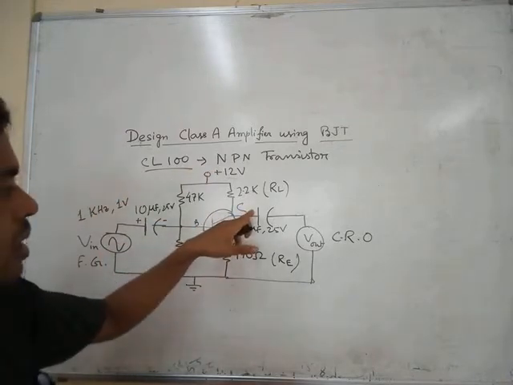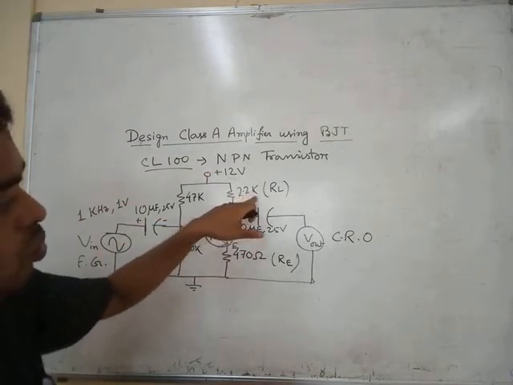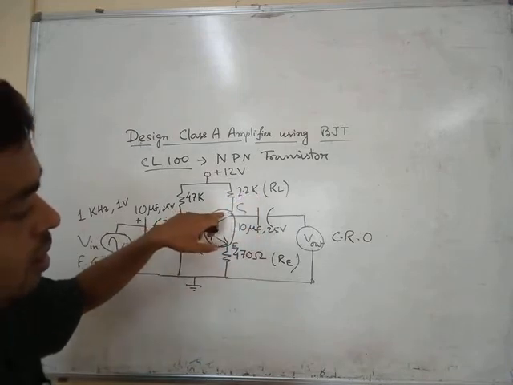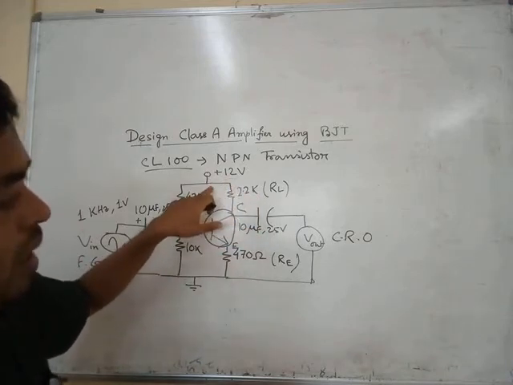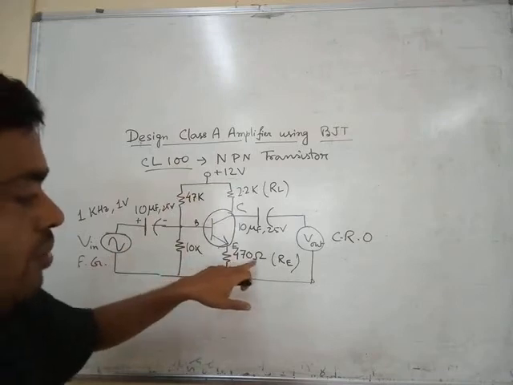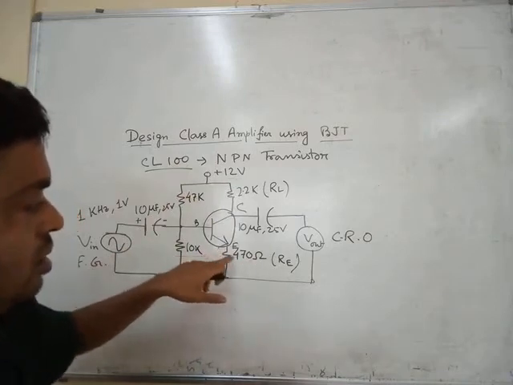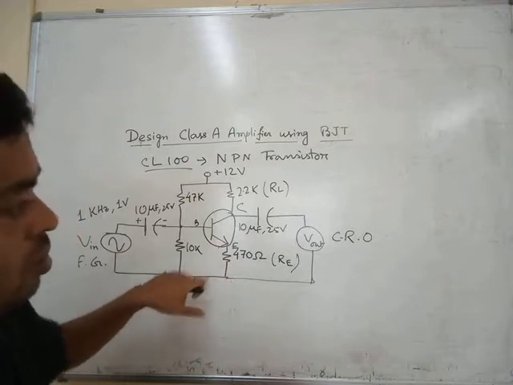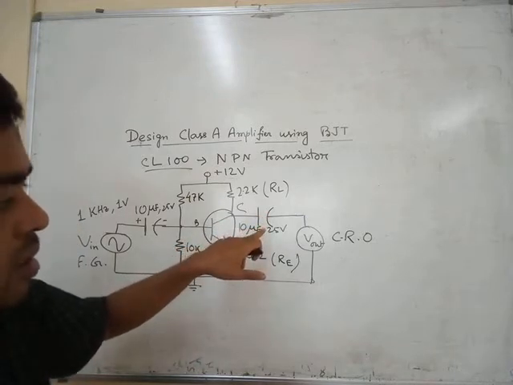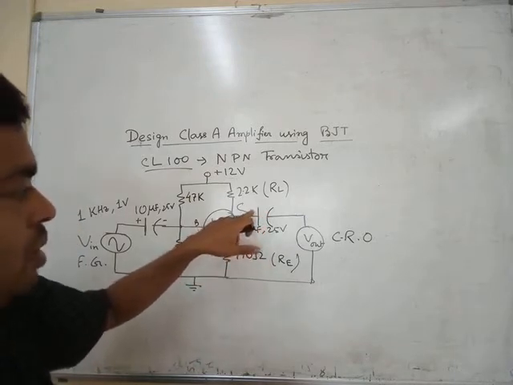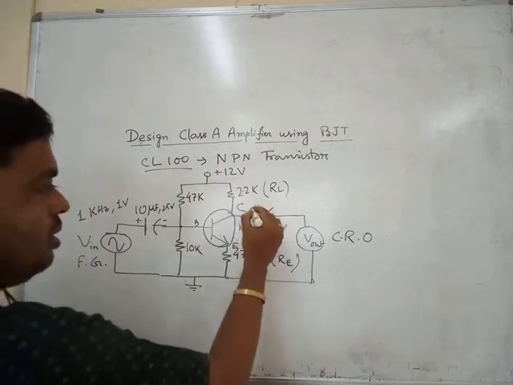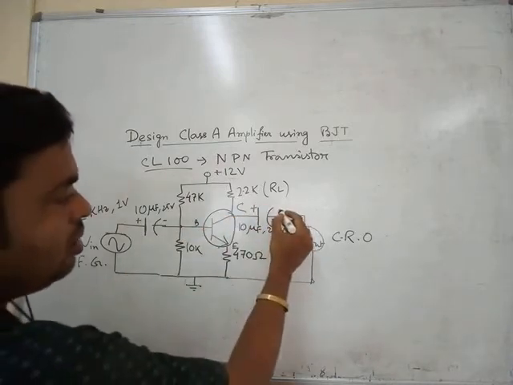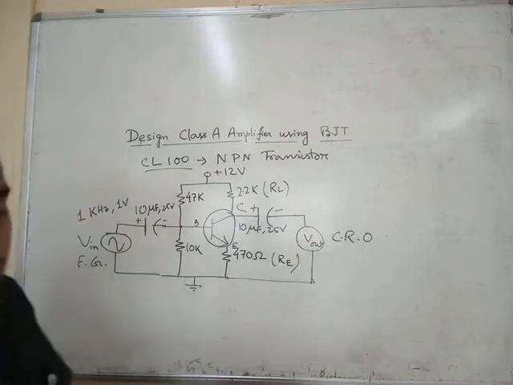Then at the collector, a 2.2K resistor is connected to the collector and the other point is connected to plus 12 volt. Then a 470 ohm resistor is connected to the emitter and the other point is connected to ground. This is another capacitor. The positive part of the capacitor is connected to the collector and the negative is connected to the output.